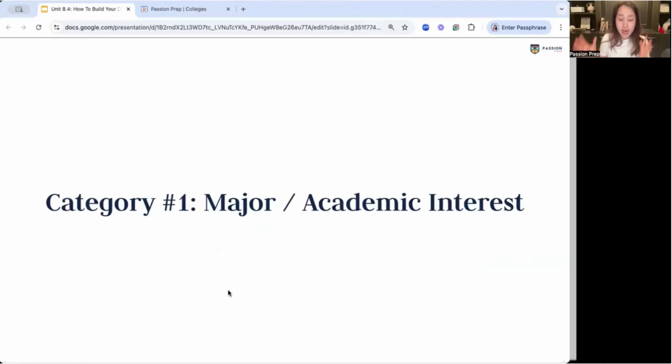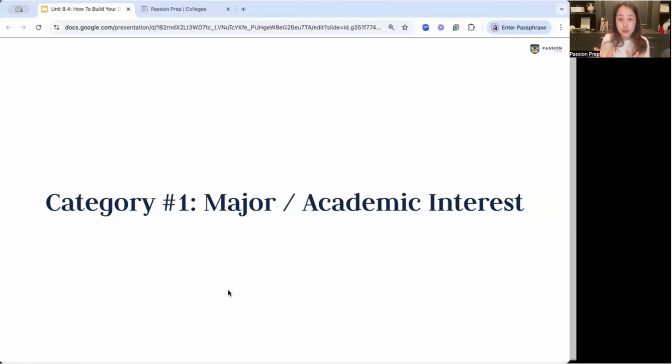So how do you decide what's going to go on your long list? There are a couple of categories that we want to utilize here. Category number one is major, which is your academic interest. If you are inside the Passion Prep program, you know I talk about how important your academic interest is, and this is exactly the reason. If you don't know your academic interest, then it's really hard for you to decide what colleges are even going to be a good fit for you.